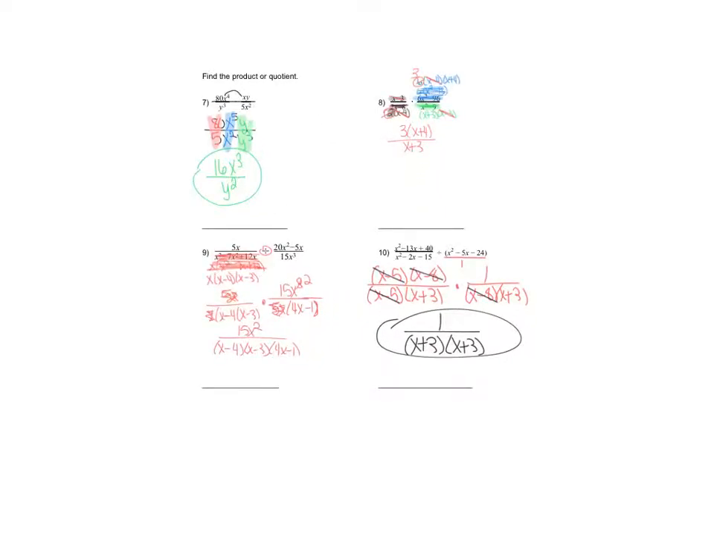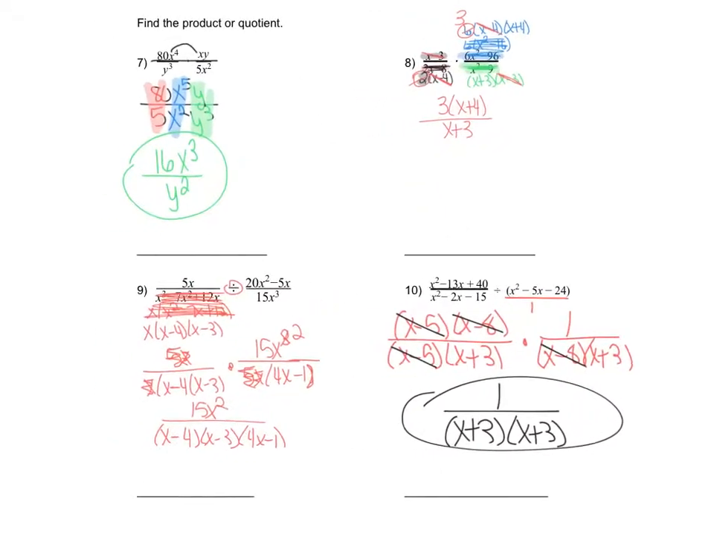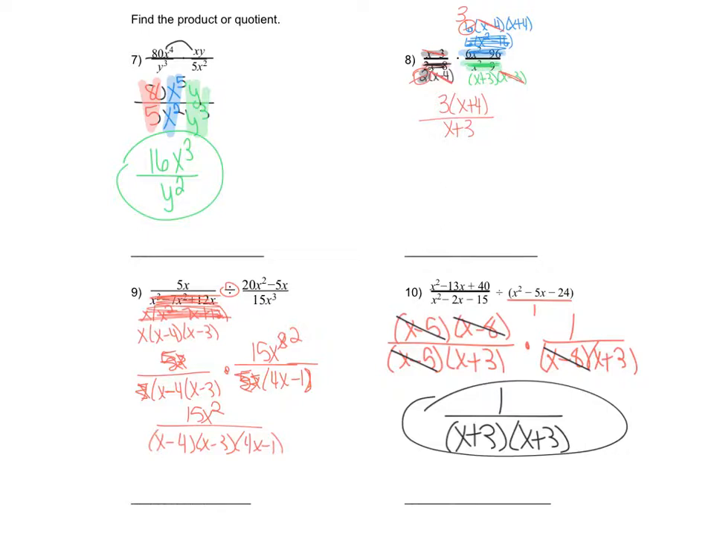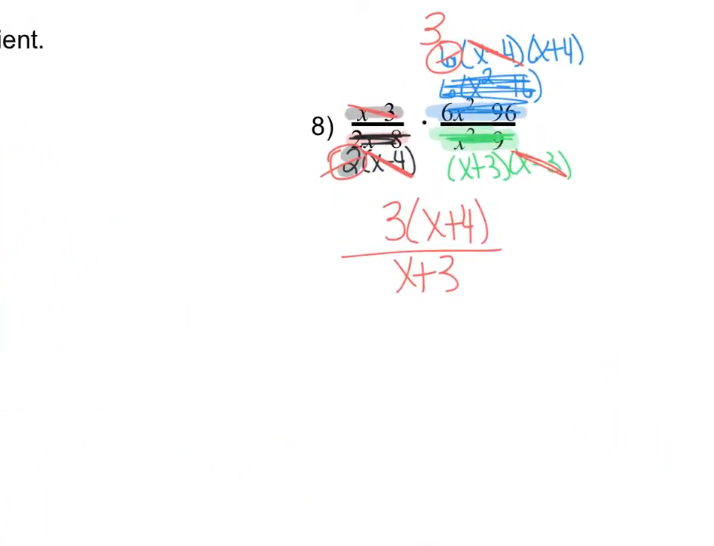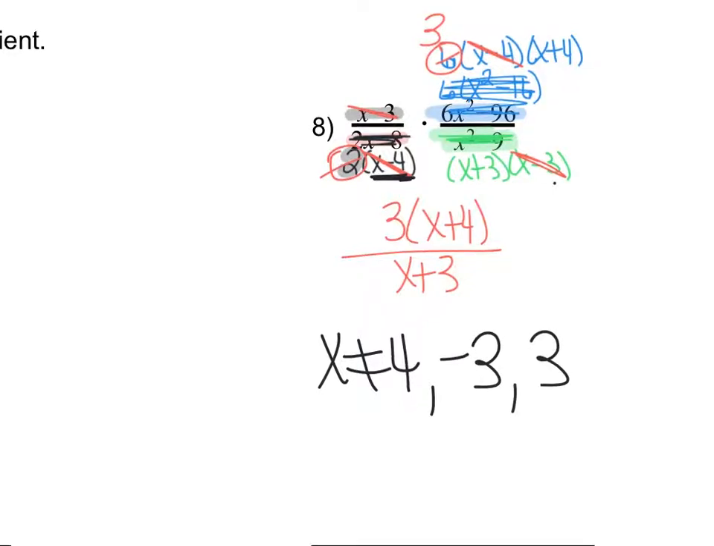And on these, other than number 7, what we probably should have done is make sure we list out what our exclusions would be, and we probably should have done that before. But here, if we look at our denominator when it's factored, we have x minus 4, which means x cannot equal 4. We have x plus 3 and x minus 3, which means x can't be 3 and it can't be negative 3.